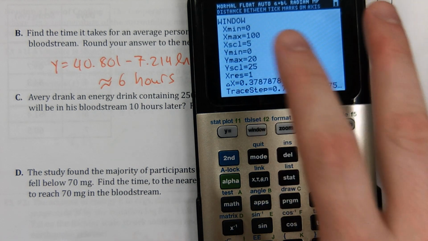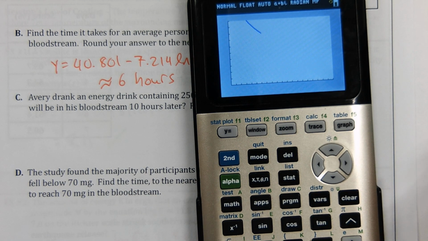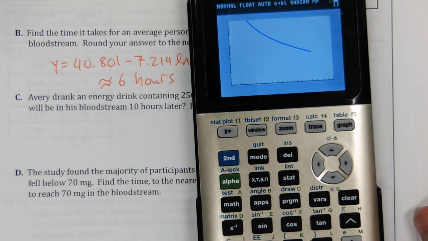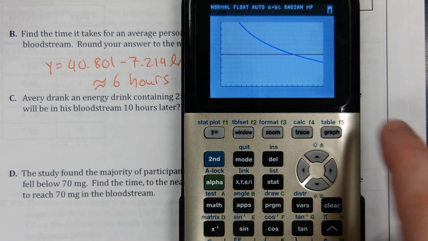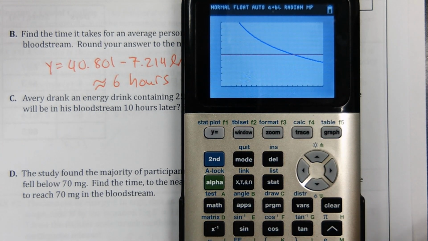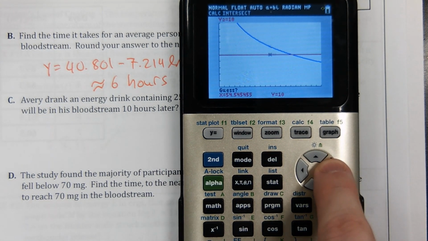Well, I'm just fixing my picture right now. There we go. Y equals 10 needs to be in the middle of my screen. There it is. Okay, so that's Y equals 10. I need it in the middle. Second trace intersect, second trace 5. Enter, enter, scroll.